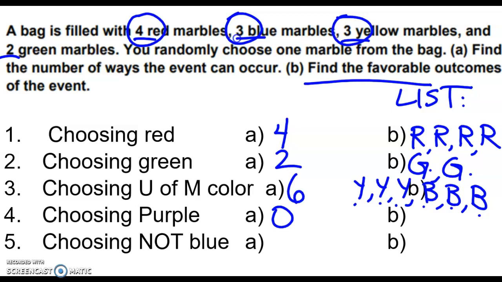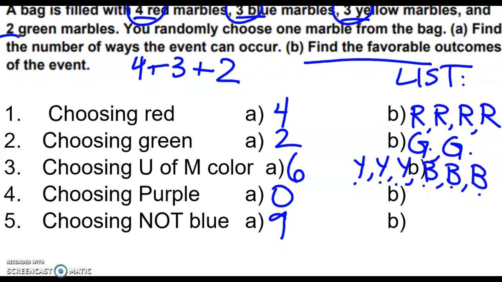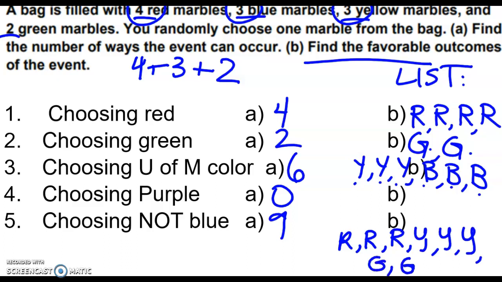All right, choosing not blue. Well, let's see. 4 red, 3 yellow, and 2 green. That's all the rest of the marbles, so I get 7, 8, 9. There are 9 ways I could pick a marble that's not blue, and that is if I choose, kind of running out of room here, if I choose red, red, red, yellow, yellow, yellow, or green and green. Right? Okay.